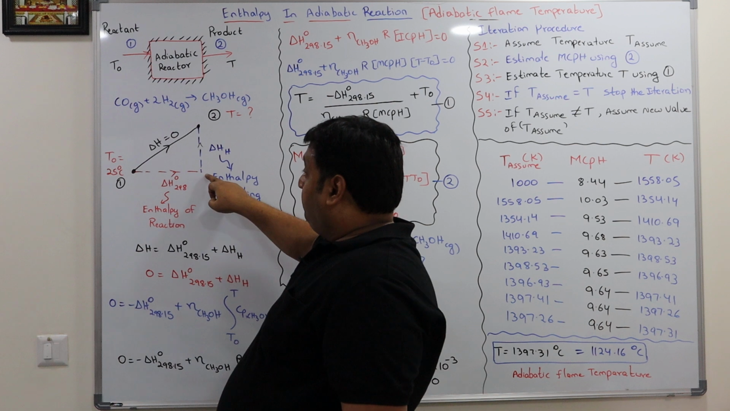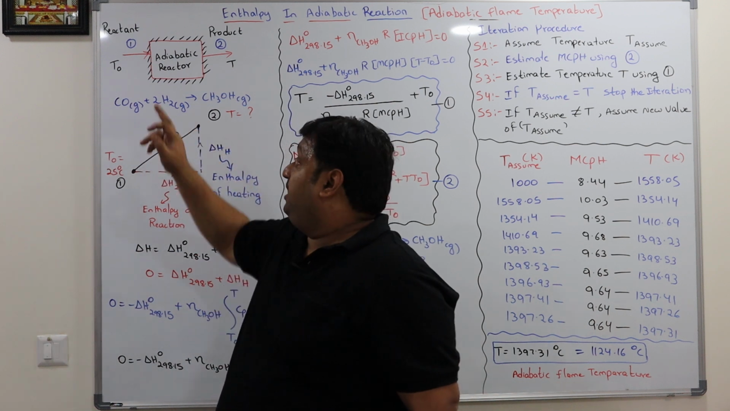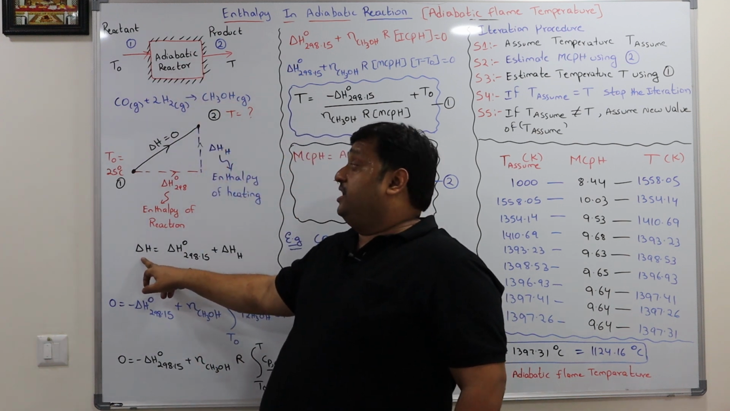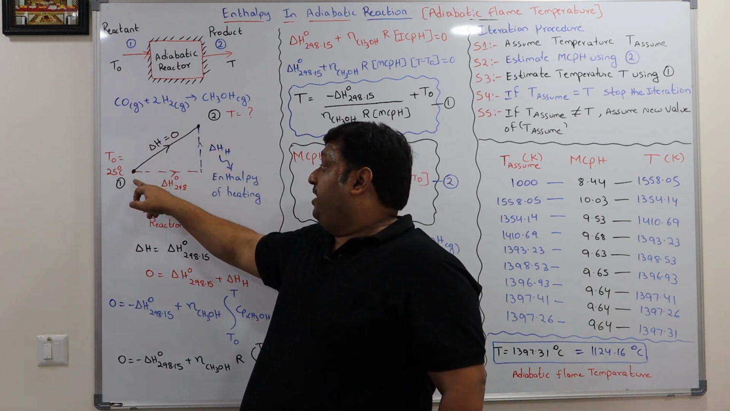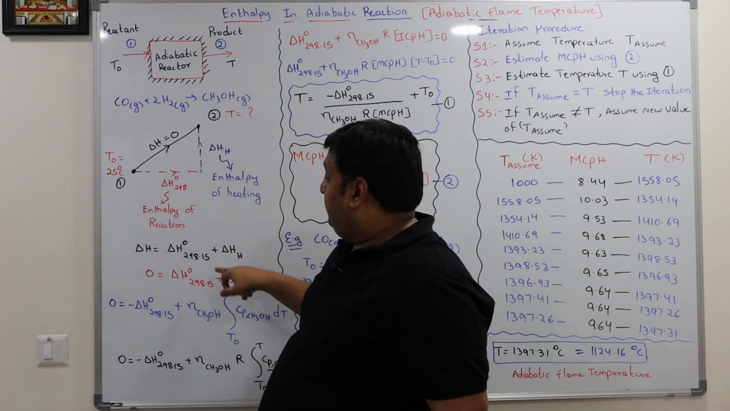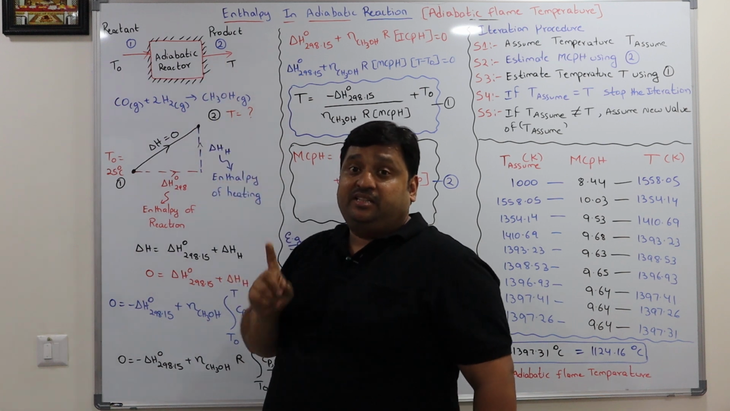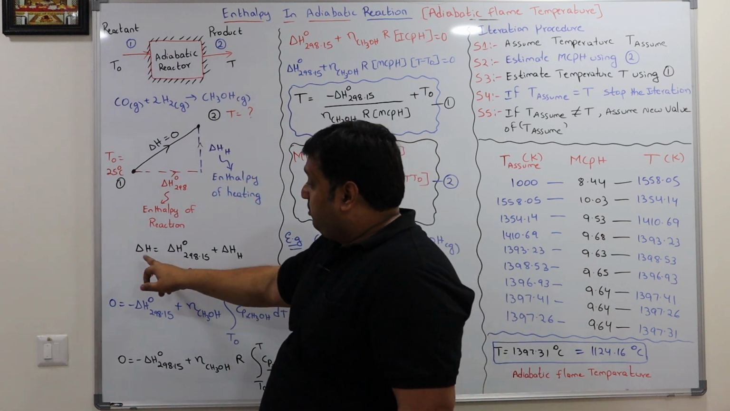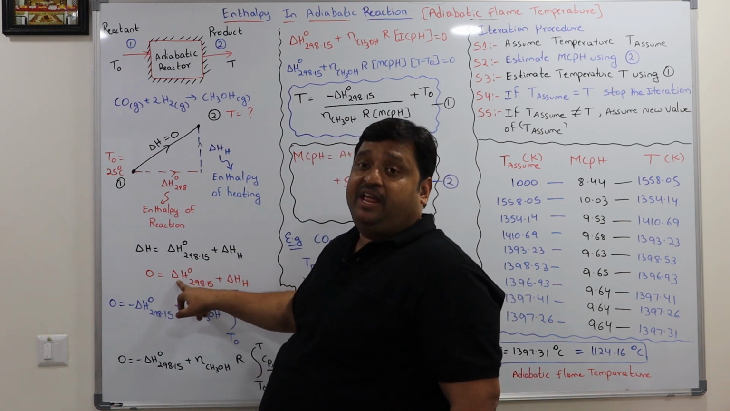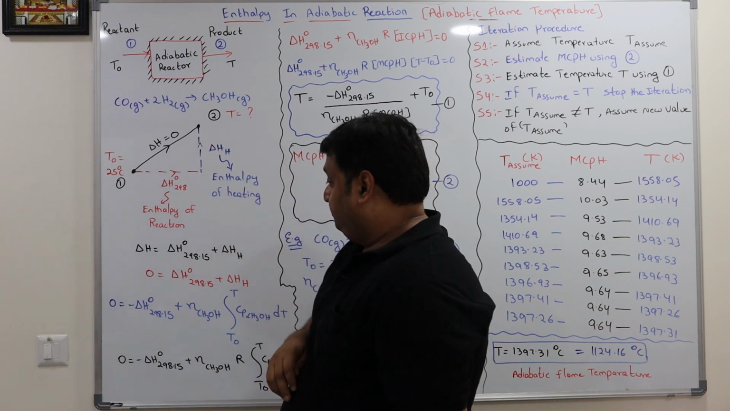So this is the enthalpy of the reaction, this is the enthalpy of the heating, which is equal to the enthalpy of this particular adiabatic reaction. So that is what is written here. The change in enthalpy is nothing but the enthalpy of the reaction plus the enthalpy of the heating. Because of the adiabatic conditions, the change in enthalpy is equal to 0. So in place of delta H, I put 0, which is equal to the enthalpy of reaction at 298.15 Kelvin plus the enthalpy of heating of the products.